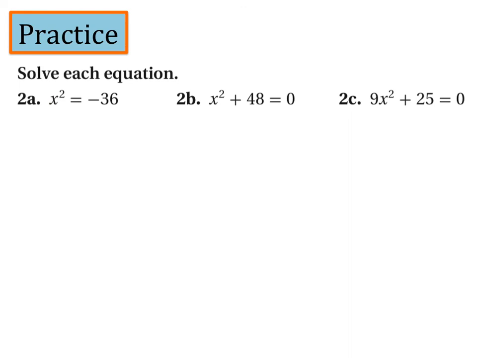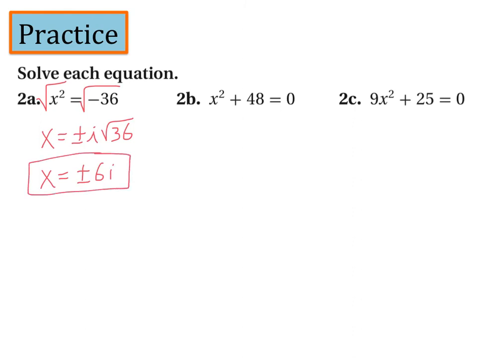Alright, let's do these first two practice problems. For problem 2a, we want to get x by itself, so take the square root of both sides. We have x equals plus or minus i square root of 36. Get x by itself: x equals plus or minus 6i.